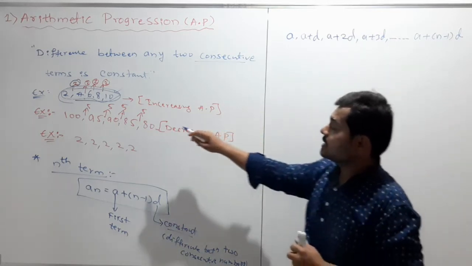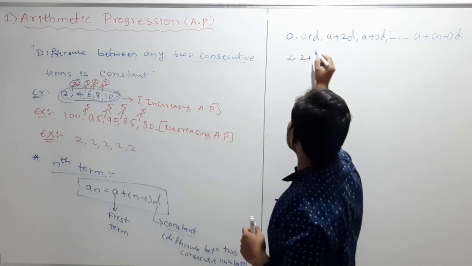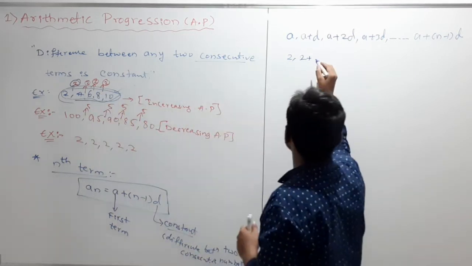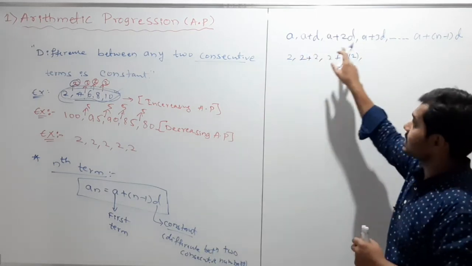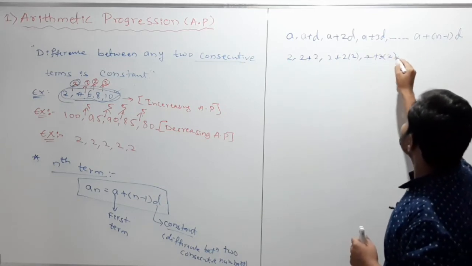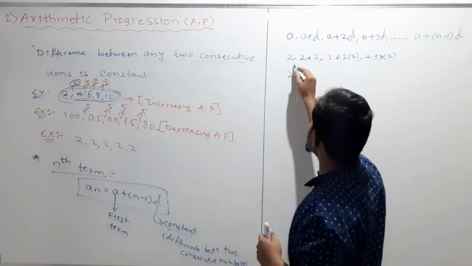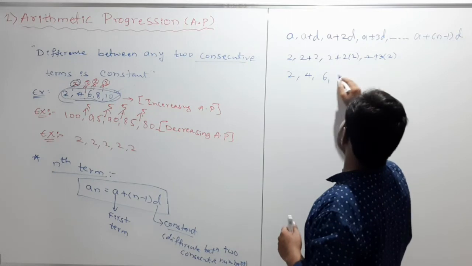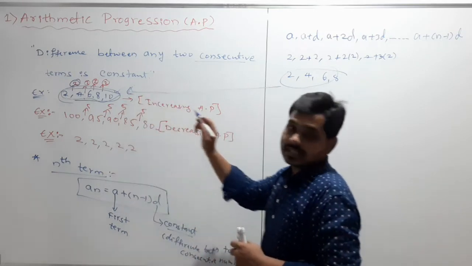Let's verify with this example. The first term is a, and the second term is a + d. d is the common difference, which is 2, so 2 plus 2. Next is 2 plus 3 into 2. If you simplify this, you get the same terms. 2 plus 2 is 4, 4 plus 2 is 6, 6 plus 2 is 8. Are you getting the same terms? This is just verifying.